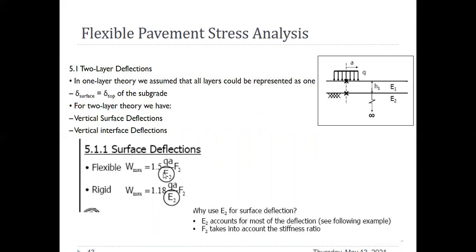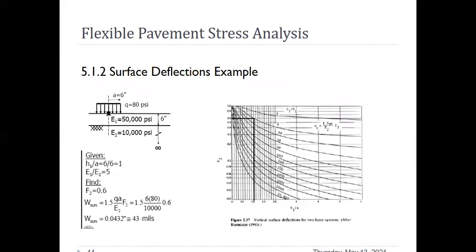So for a flexible pavement, this is 1.5 q a over E2 times F2. This F2 is calculated from the chart. E2 is the modulus of the subgrade. And for the rigid plate, only this coefficient has changed. Let's see if you are interested in knowing the surface deflection. Surface deflection means the point directly at the contact of the tire and the pavement, like you can see this cross here.